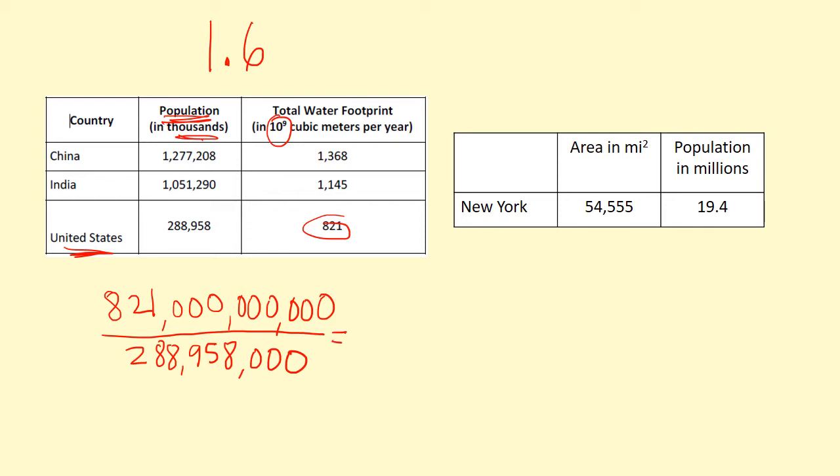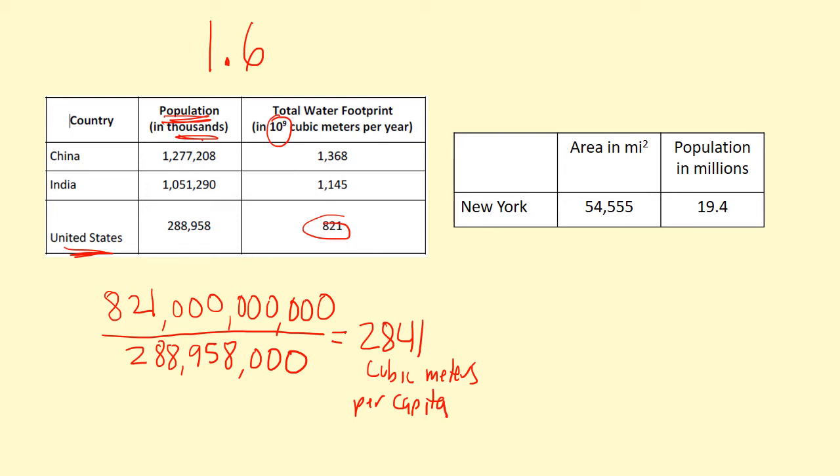We do the division, and we got 2,841 cubic meters per capita. And that gave us the average amount of water consumed each year by an American.